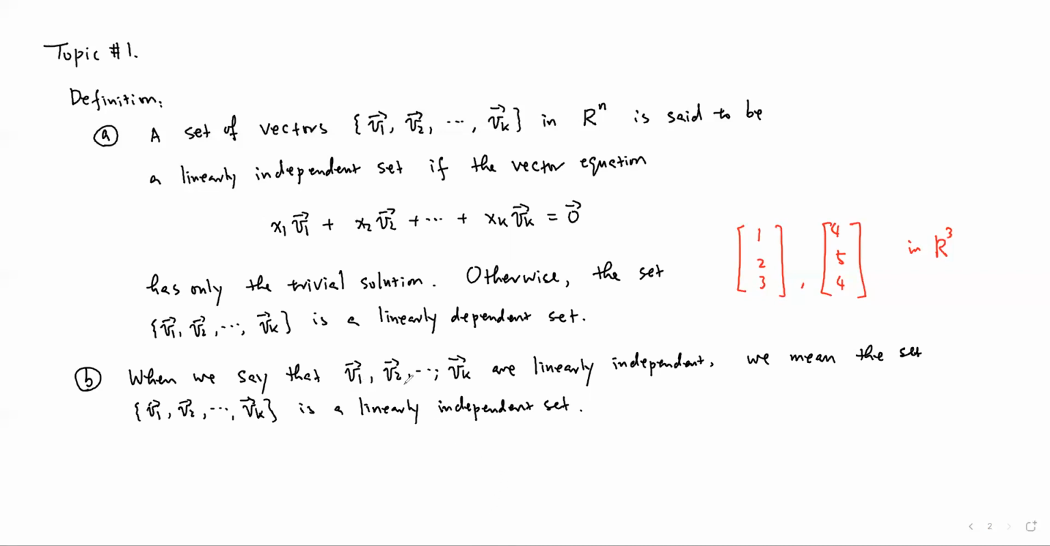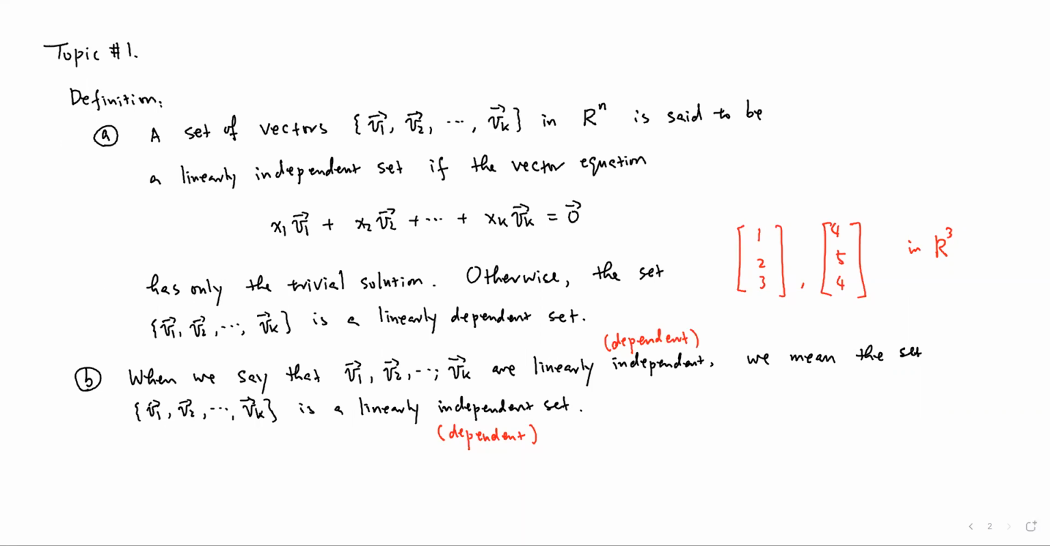Similarly, when we say that these k vectors are linearly dependent, we mean that if we put them together, we have a set, and the set is a linearly dependent set. Definition. Very important. The definition explains the meaning.